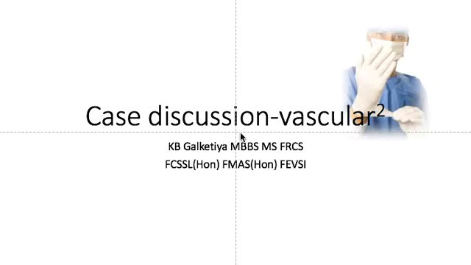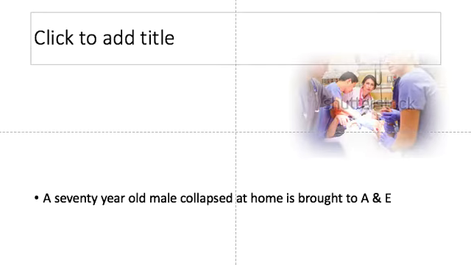To this discussion in vascular surgery and look at the clinical scenario. So have a careful look. So it's an emergency presentation. Elderly gentleman who has collapsed at home and brought to the A&E by the relations.